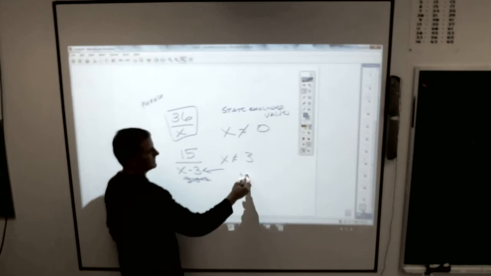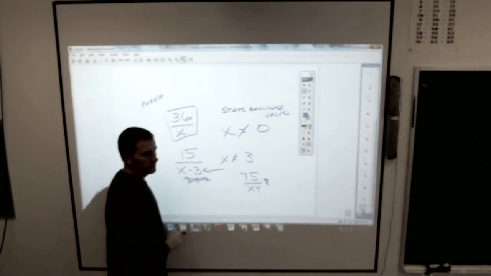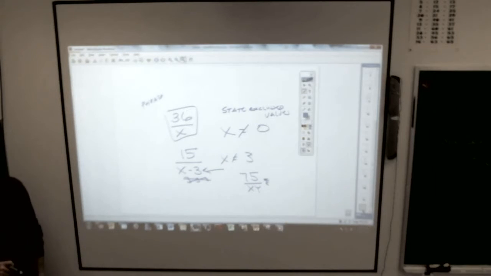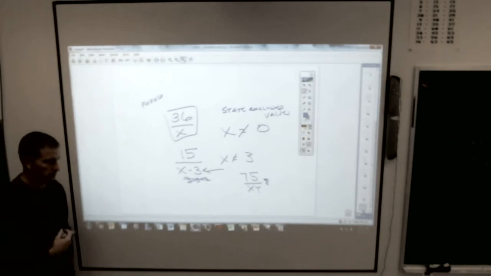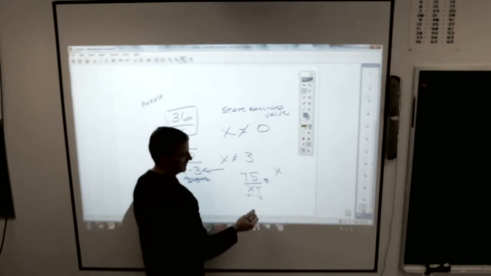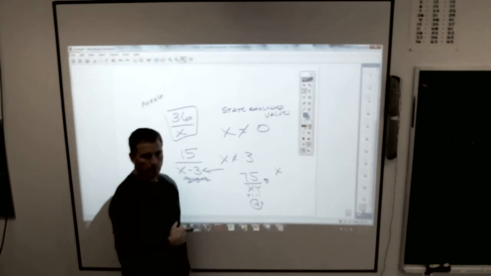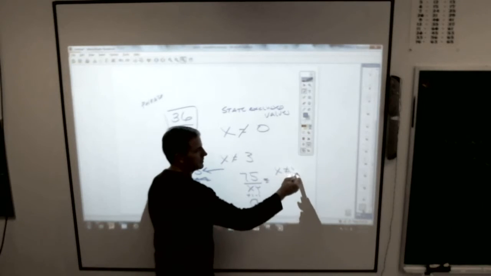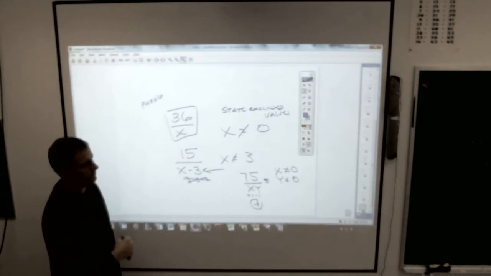Or if you had this, 75 over xy, what would be the excluded values? The excluded values, things that can't happen, would be what? Jason? Like positive 1 and negative 1. I could put a positive 1 and a negative 1 in there, because that would give me negative 1. X times y is negative 1. I could have that. What can't x and y be? Riley? Neither one of them can be 0. Yeah, x cannot be 0, and y cannot be 0. Why? Because if you get either one of them to be 0, you get a 0 on the bottom.